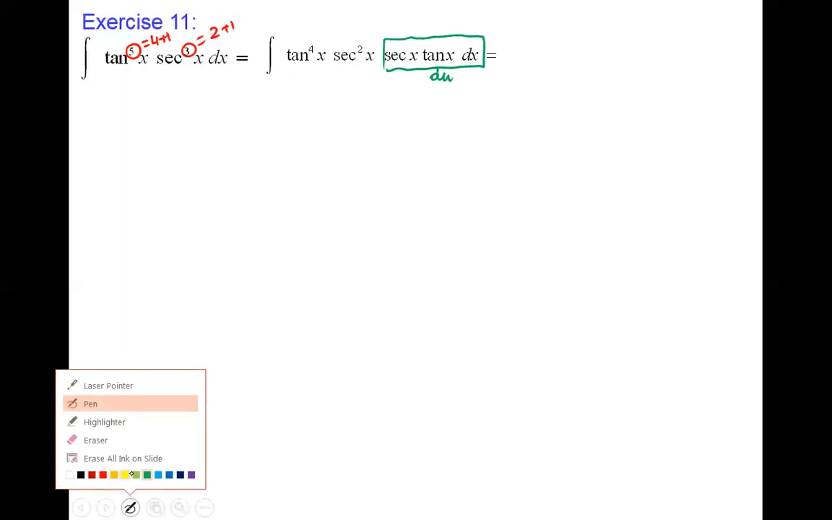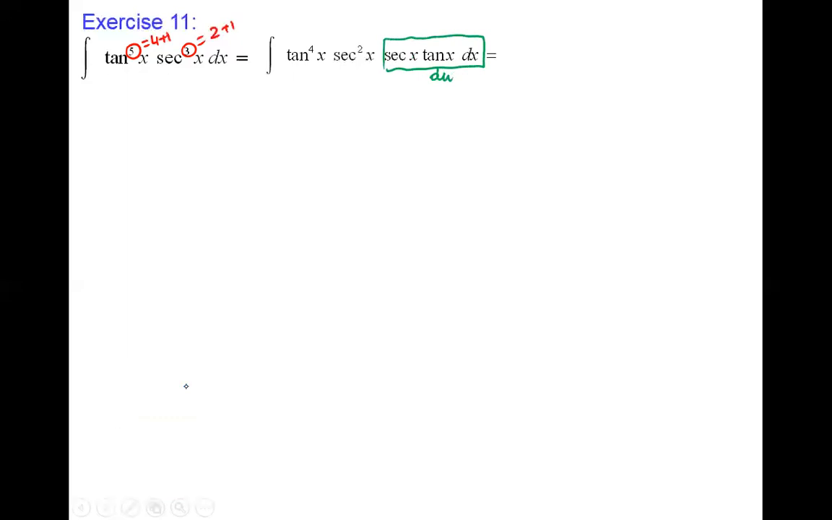Now, the rest of the integrand must be rewritten in terms of secant, because I want u to be secant of x. That means everything must be in terms of secant. We do have secant squared, that's fine. This is still my du. Secant squared of x stays, secant squared of x.